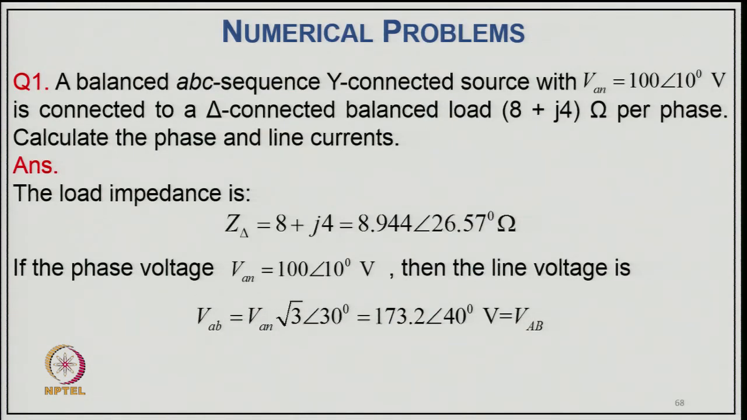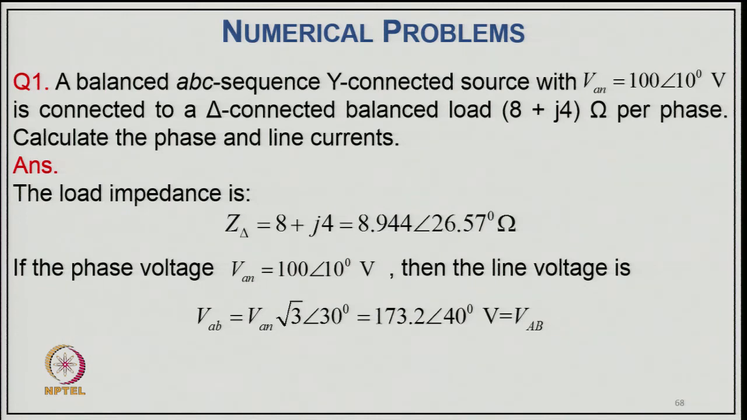Now the example: a balanced ABC sequence star connected source with V_an equal to 100 at the angle of 10 degrees is connected to a delta connected balanced load of 8 plus j4 ohms per phase. Calculate the phase and line currents. So, the load impedance is Z_delta equal to 8 plus j4, that is 8.944 at the angle of 26.57 degrees ohm, and the phase voltage is V_an equal to 100 at the angle of 10 degrees.